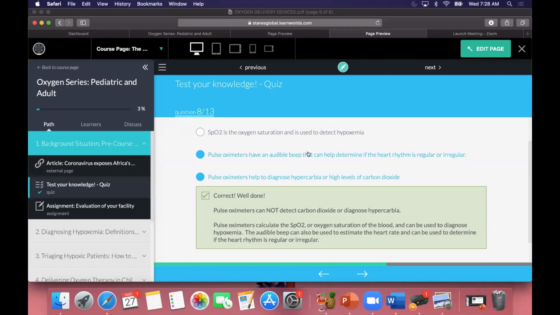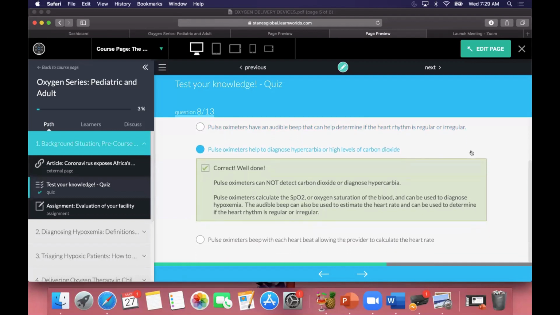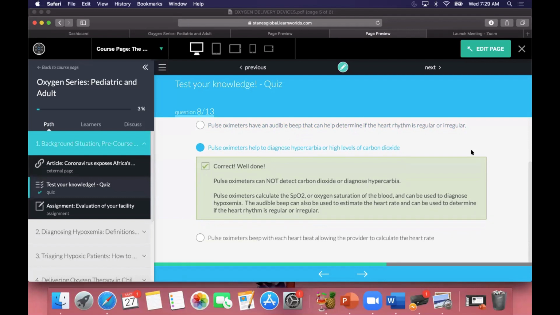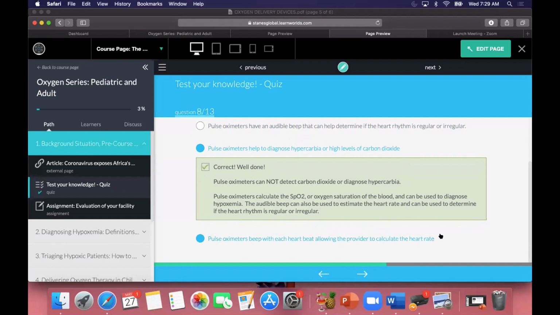Pulse oximeters have an audible beep that can help determine if the heart rhythm is regular or irregular. This is not something we've talked about explicitly today, but it's something that you can hear, and I can demonstrate with the pulse oximeter that I have here. Because there's an audible beep, you can actually hear whether it's regular or irregular. Each beat corresponds to each heartbeat or pulse. So pulse oximeters beep with each heartbeat, allowing the provider to calculate the heart rate. If you can hear a regular beat, you can use a clock or a watch, and you can calculate your patient's heart rate.